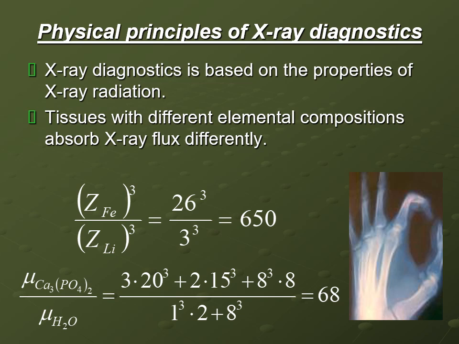K is the proportionality coefficient. It is the density of the substance that absorbs X-ray radiation. Z is the ordinal number of the substance that absorbs X-ray radiation. And lambda is the wavelength of the X-ray radiation that falls on a given substance.